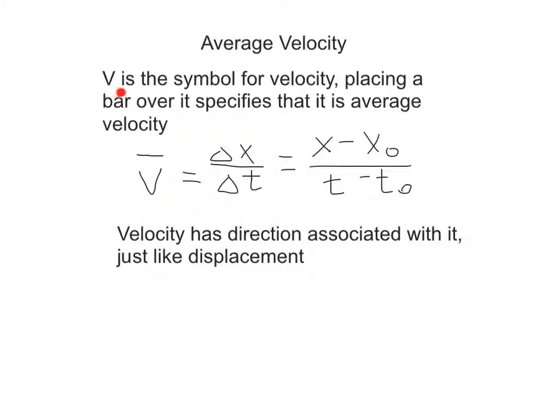For average velocity, v first off will be the symbol for velocity in general. And if we were to place a bar over the top of it, that's going to specify that it is an average velocity, like right there.